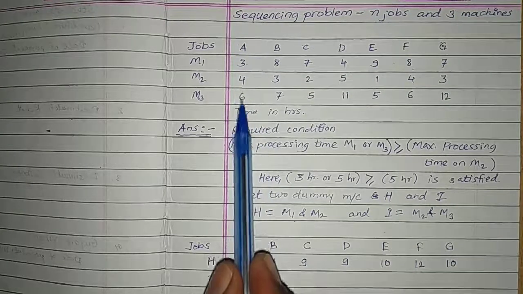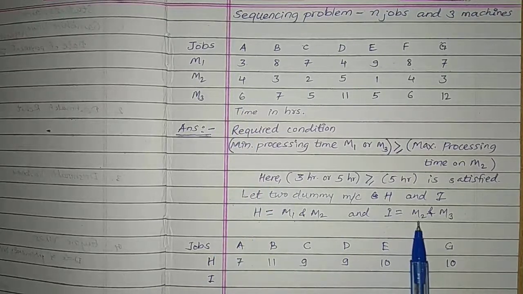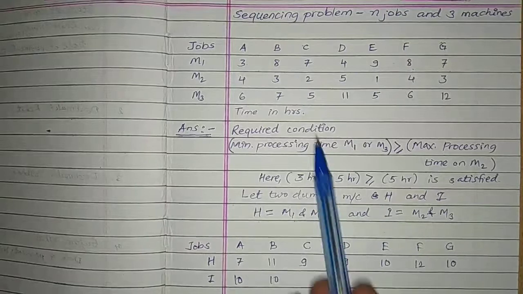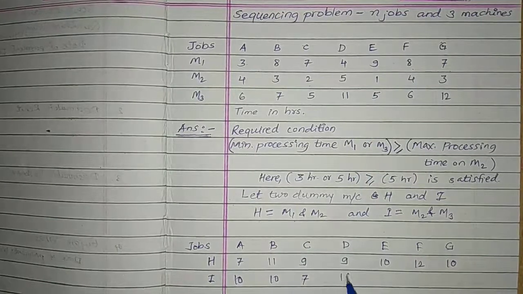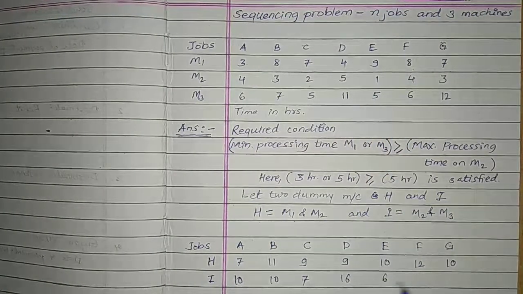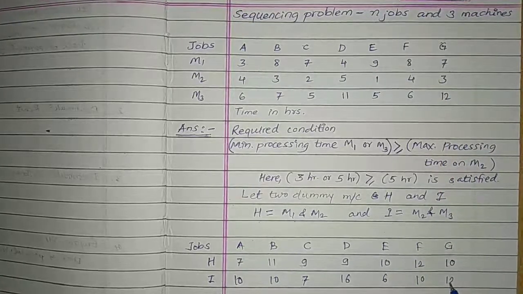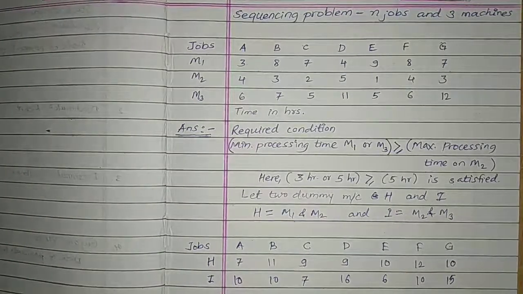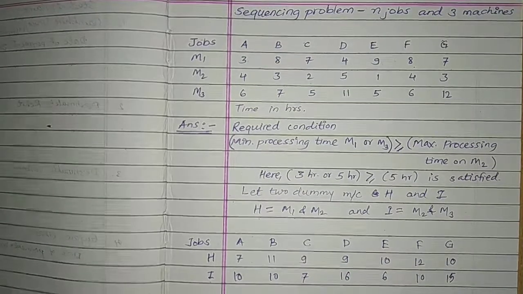For machine I, let us add the processing times on M2 and M3. 6 plus 4, 10; 3 plus 7, 10; 2 plus 5, 7; 5 plus 11, 16; 1 plus 5, 6; 10; and 3 plus 12, 15. So we get the processing times on two fictitious dummy machines H and I.